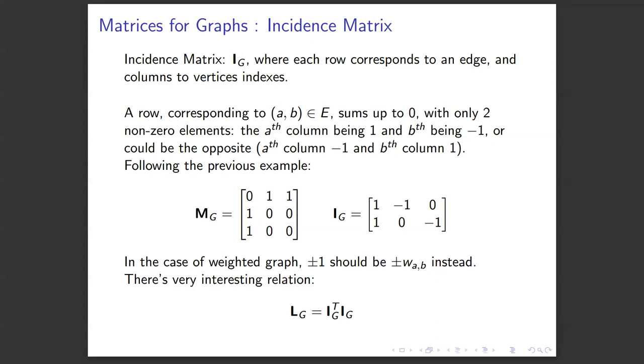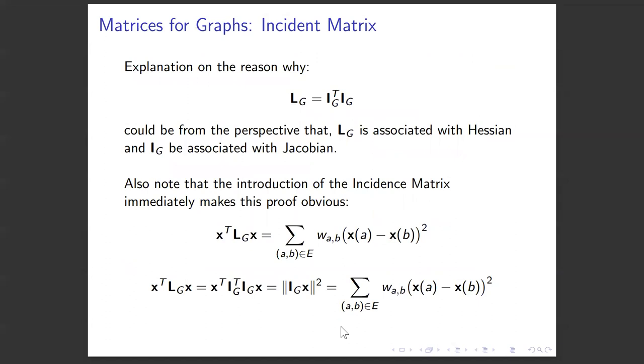And the relationship is that the incidence matrix, the transpose of it multiplied by itself, will result in the corresponding Laplacian matrix of the graph. It is very easy to prove that they share some similarity, and I will go deeper into what this stands for. Since the Laplacian matrix is a quadratic form, it's more like the Hessian matrix. And the incidence matrix is correlated with the Jacobian matrix or something like that. So I just want to give you this kind of intuition.